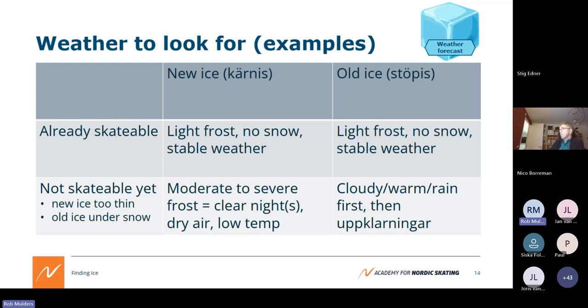But if you have old ice and a lot of snow has been falling, then you want cloudy, warm weather to remove the stubbening of the snow. And after that, most of the time 1 or 2 clear nights are enough to make that ice skatable again, if the snow got wet enough. So that's the first question that I encourage you to ask yourself when you are looking for ice. Am I looking for new ice or am I looking for old ice?